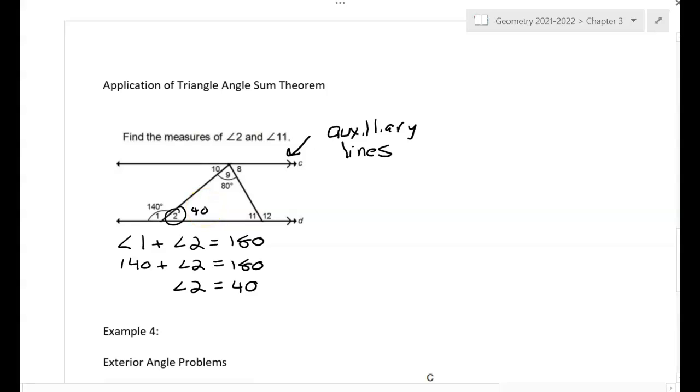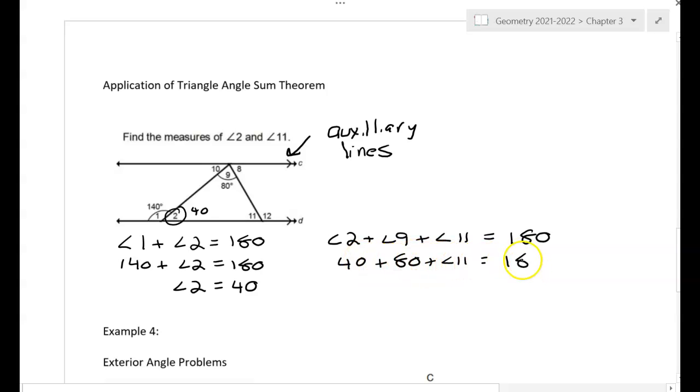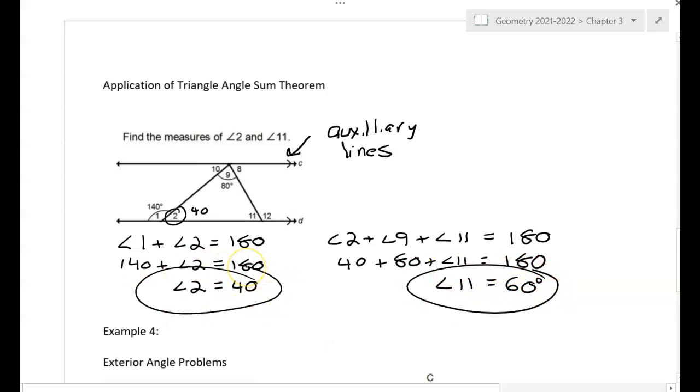So therefore, what's angle 11? Well, I know angle 2 plus angle 9 plus angle 11 equals 180. That's our triangle sum theorem. Angle 2 is 40. Angle 9 is 80. So subtract your 40 and your 80 from 180. So angle 11 is 60 degrees. So that one's 60. That means you can easily figure out angle 12.